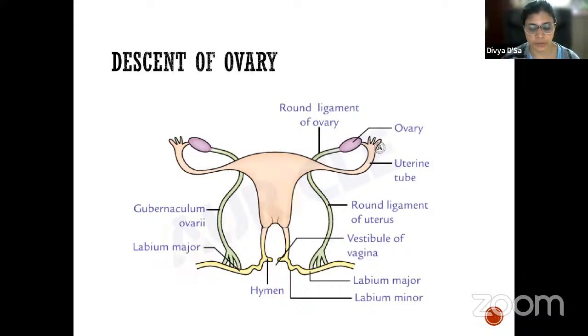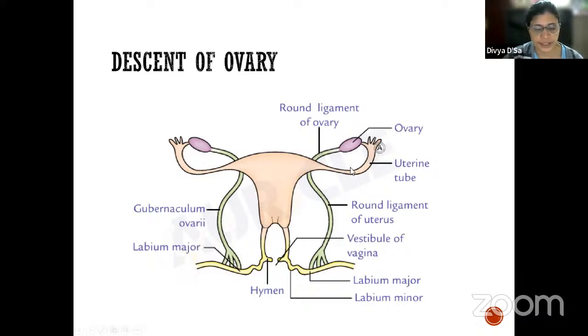Next, how the ovary descends. When we see the descent of the ovary, as we know, it develops in the posterior abdominal wall, basically in the upper lumbar region. From there, it has to descend. It has to come to the pelvis, where it will lie on the lateral wall in the ovarian fossa, right?